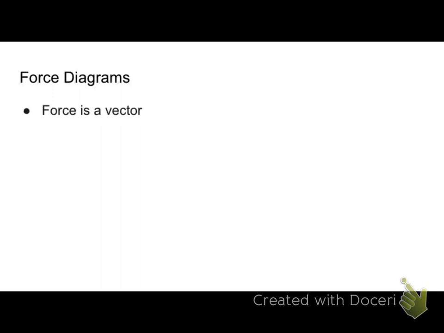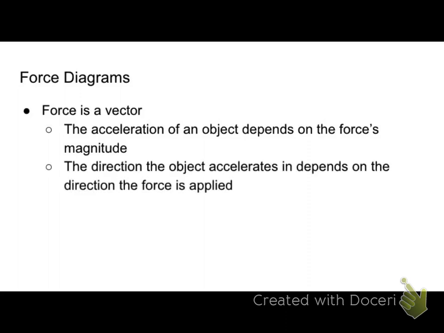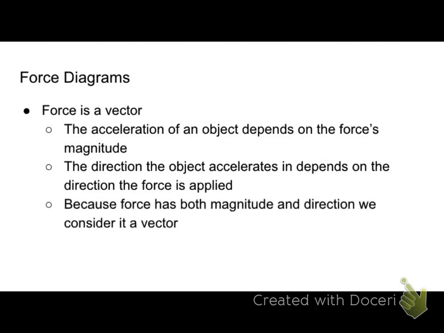Force diagrams. Okay? Force is a vector. The acceleration of an object depends on the force's magnitude. So how much you speed it up or slow it down depends on the strength of the force, the magnitude of the force. Okay? And the direction that the object is going to accelerate in is going to depend on the direction from which the force is applied and in which the force is applied. So, for those reasons, we say force is a vector, because both magnitude and direction are involved. It is considered a vector.